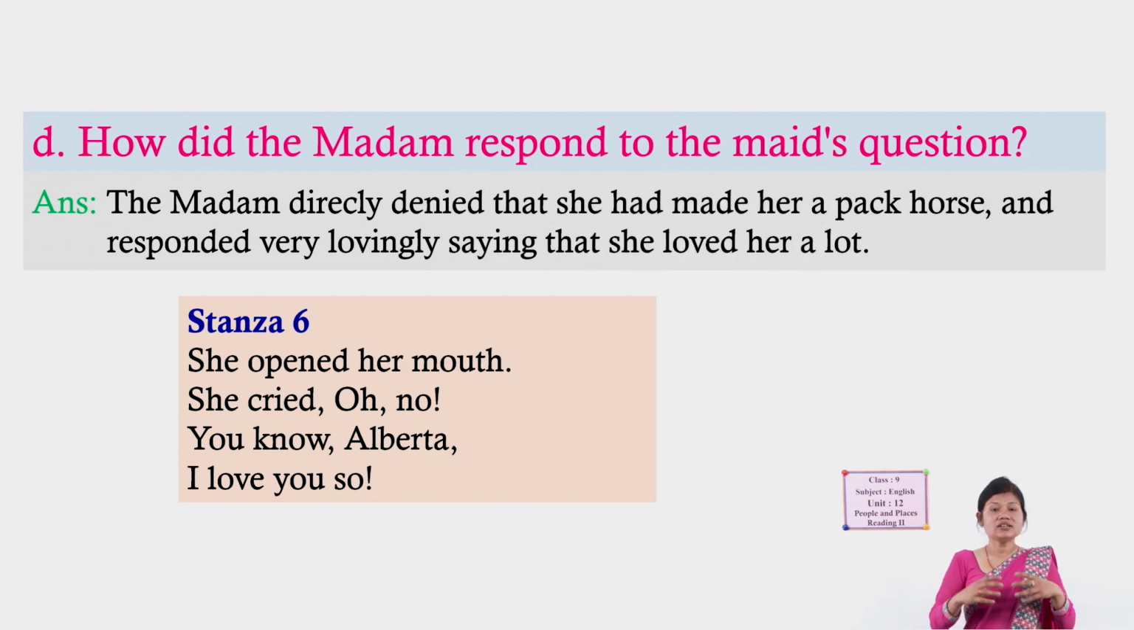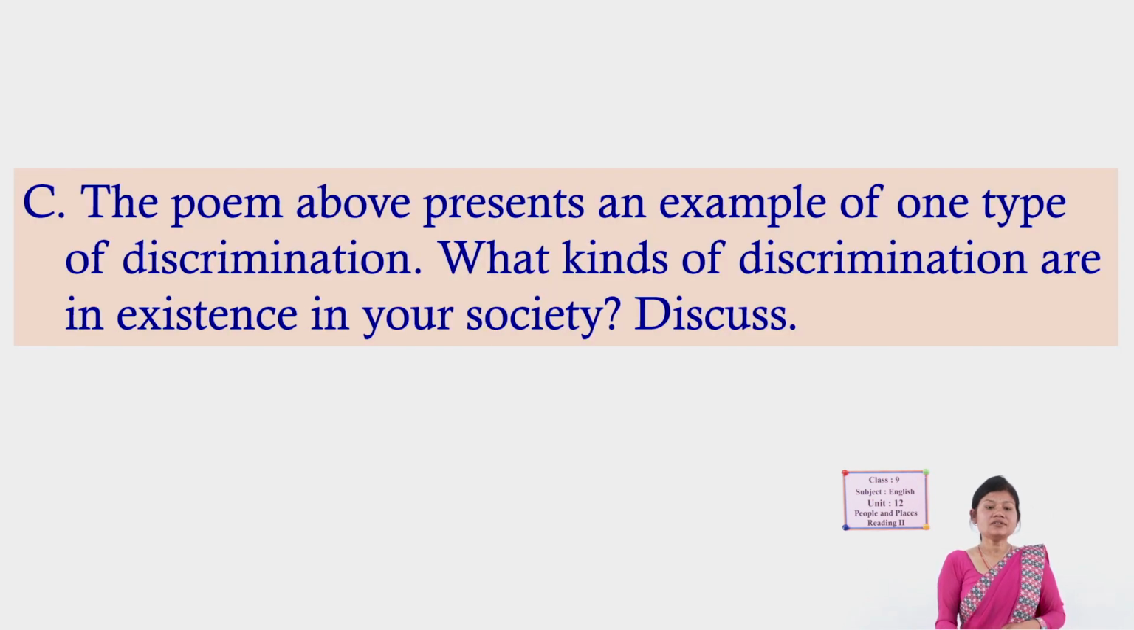The madam directly denied. First of all, she denied. She said, "No, no, I am not making you a pack horse." And she lovingly said, "I love you so much, Alberta." So, the madam directly denied that she had made her a pack horse and responded very lovingly, saying that she loved her a lot. So, in this way, you have to write similar kinds of answer. Okay. After this, there is another exercise.